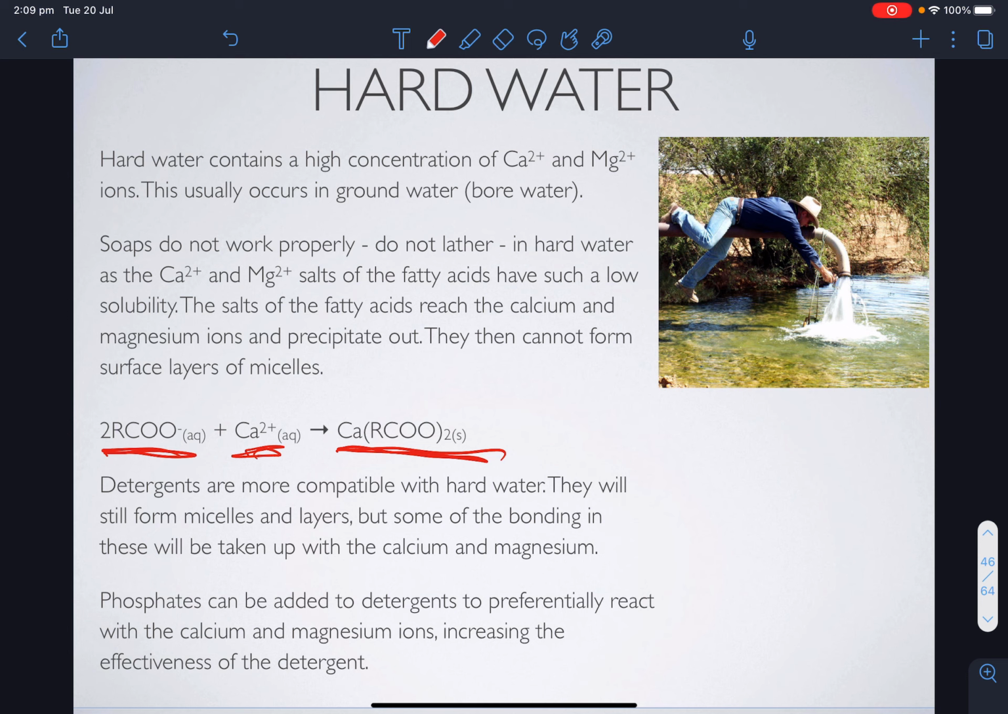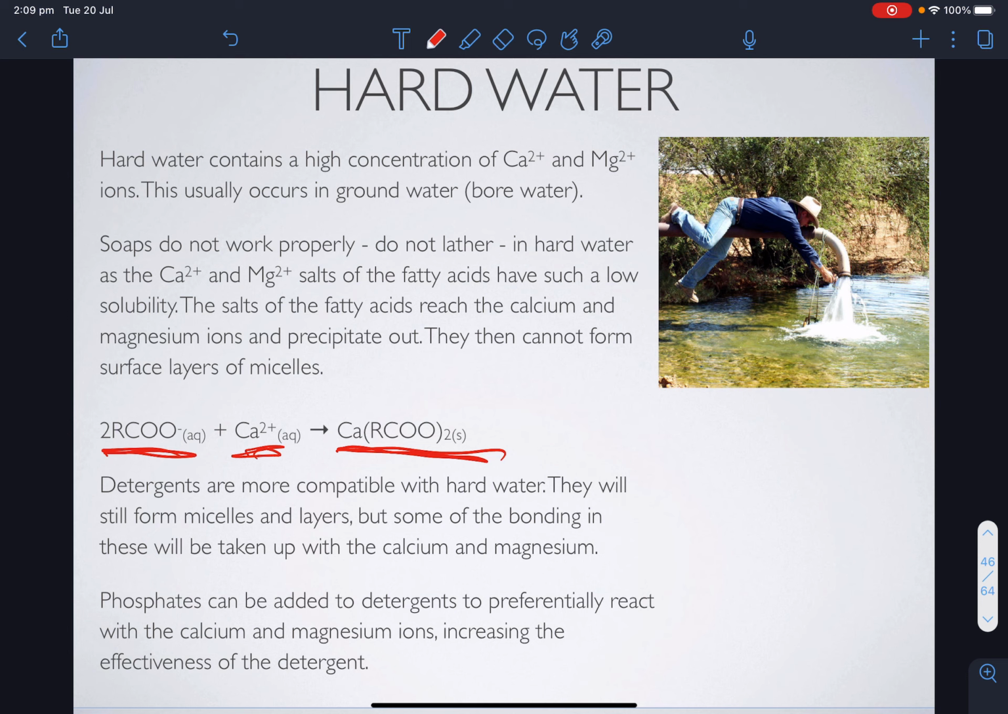They cannot form surface layers of micelles then. Okay, so if they're precipitating out as a little bit of solid, they can't sit on the surface or form those micelles. They can't be a surfactant or form micelles. So the soap doesn't work in hard water.